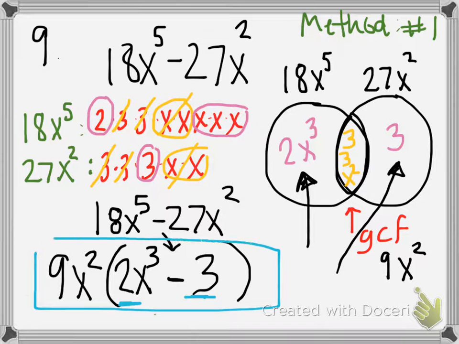It's completely factored, and you can always check your answer by distributing the 9x squared to both terms. So let's check. 9 times 2 is 18, and then x squared times x to the 3rd, you add the exponents to get a total of x to the 5th. And if I distribute 9x squared to the next term, 9 times negative 3 is negative 27, and then you have x squared. So this checks out.